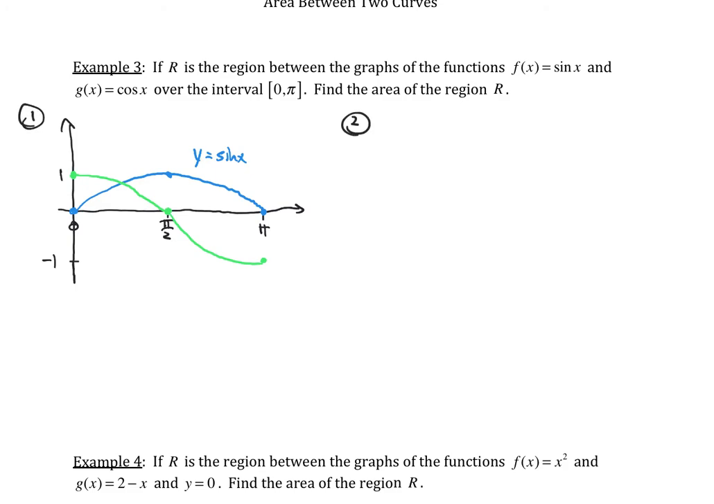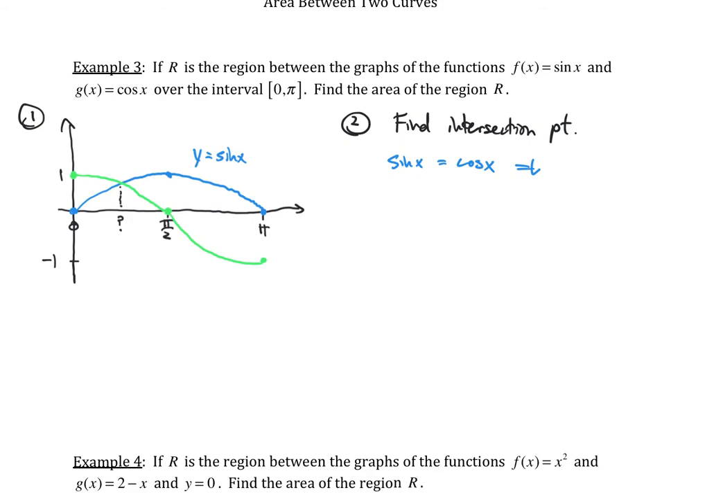For step 2, you want to find the intersection point. This is the C that I mentioned earlier. That C is the crossing point. So we want to see, what is this point right here? Okay. And the way that I figure that out is I set the two graphs equal to each other. So I'm going to have sine of x equal to cosine of x. And that's really setting my f of x equal to g of x.